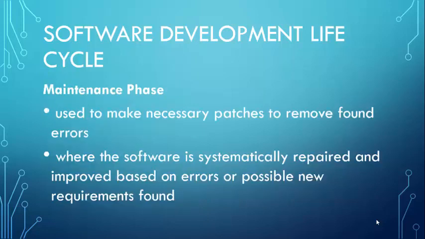With every phase being completed, perhaps the maintenance phase would be the most prevalent phase of all. There are some bugs in the software which can't be properly identified without putting the software into actual use. The maintenance phase is used to make necessary patches to remove found errors. This is where the software is systematically repaired and improved based on the errors or possible new requirements found.